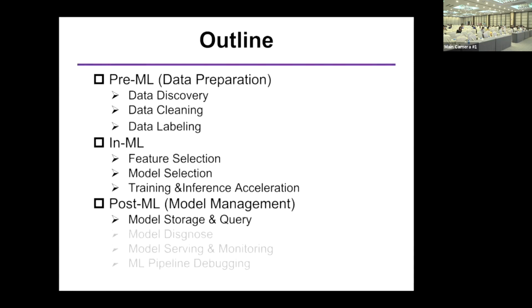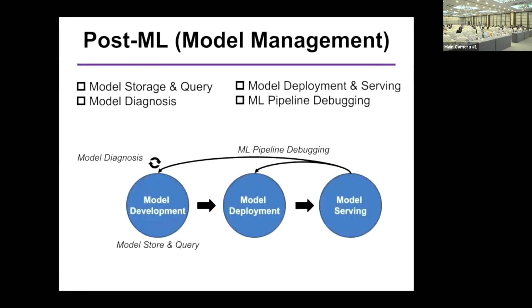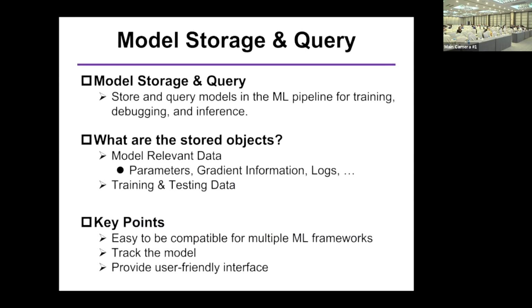So after deploying the model, we may have a large number of models to be managed. We should store them and query them. And then we come to the model deployment. And then the model should serve the users. And at this time, we can debug the models, the machine learning pipeline, based on the user's complaints. So first, let's see the model storage and query. So what data should be stored? It's model relevant data like parameters, gradients, information logs, and the training and test data.